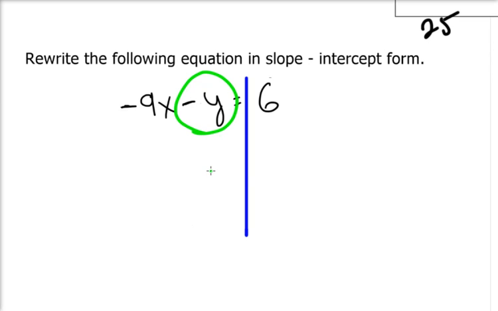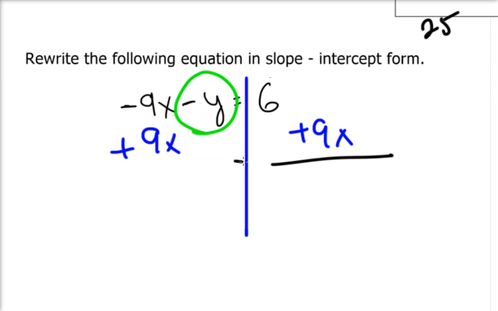You'll see at the end. So I have this negative 9x on the left. So I'm going to get rid of this negative 9x. I just want to solve for that y. If I'm subtracting negative 9x, the opposite is adding 9x, not just on the left, but on both sides.